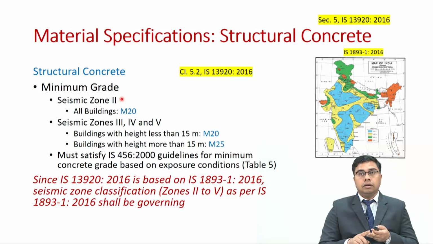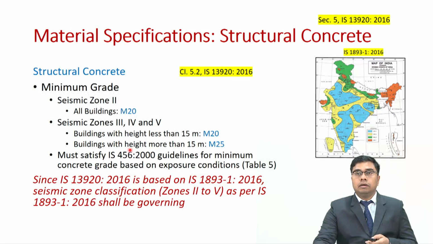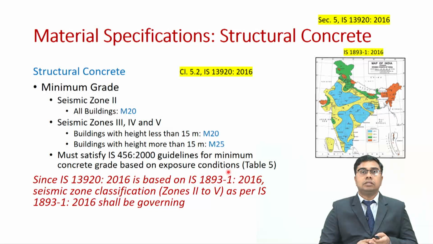Again, apart from these guidelines, we also need to satisfy IS 456 guidelines for minimum grade of concrete based on exposure conditions. In IS 456 2000, if you look into table 5 of the code, you will find that minimum grades of concrete are prescribed based on exposure conditions. For example, in coastal areas where your exposure condition is extreme or severe, in that case your minimum grade of concrete can be higher than these specified grades of concrete.